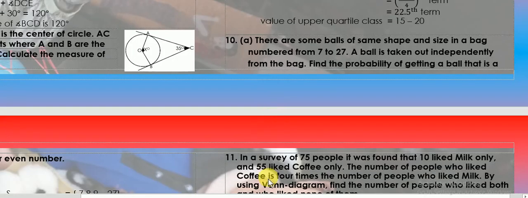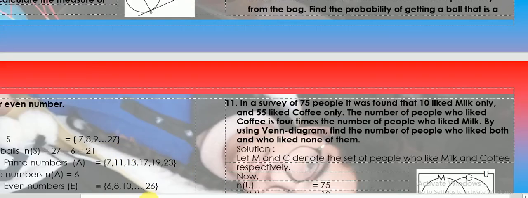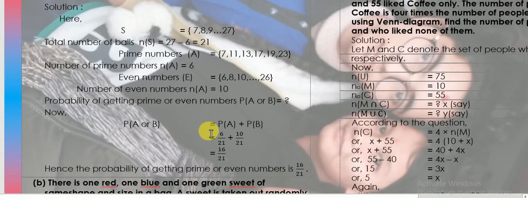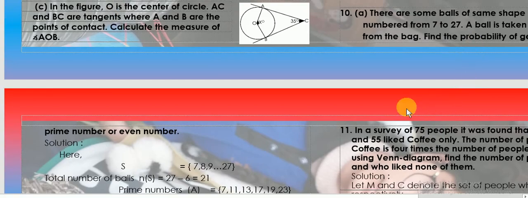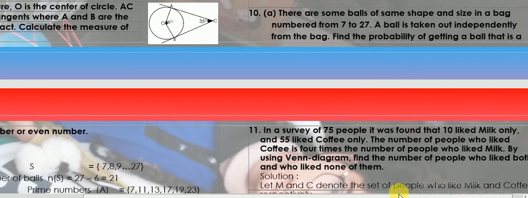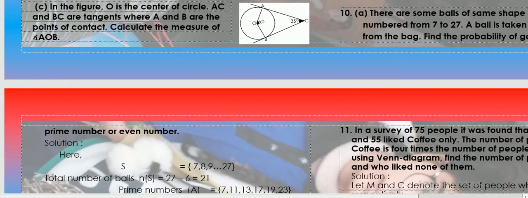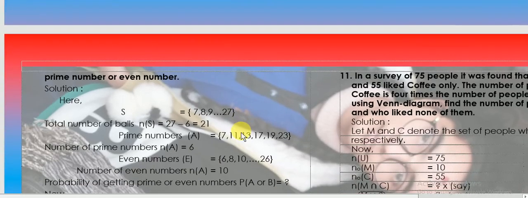So now let's move on to question number 10a. Here the key point is P(A or B) is equal to P(A) plus P(B), or another one, P(A and B) is equal to P(A) multiply P(B). Here we are asked to find the probability of a prime number or an even number.